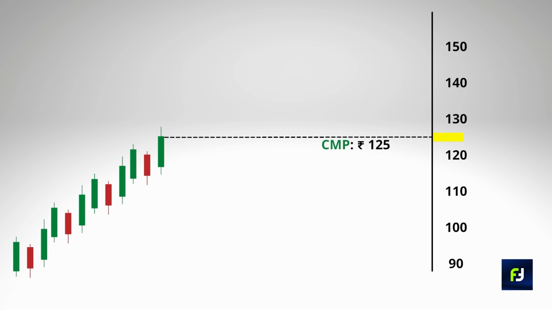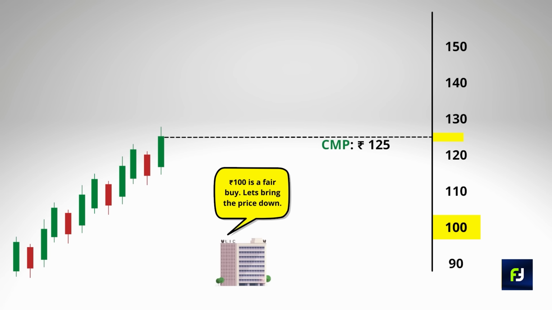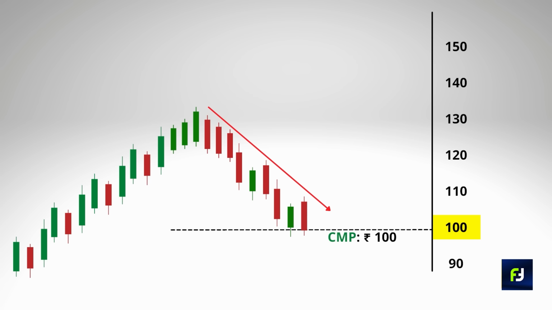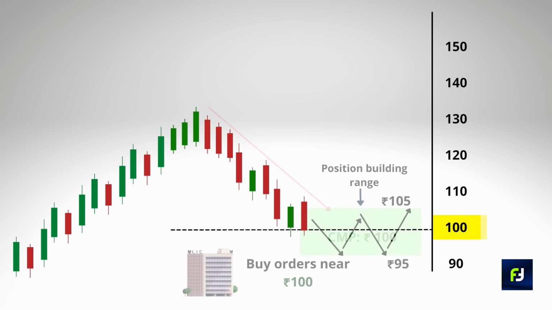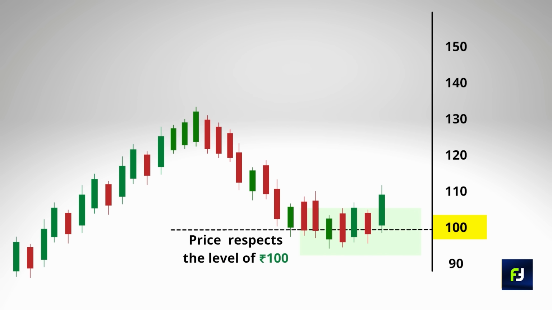Take an example of a stock trading at 125 rupees. Let us say that an institution thinks that the stock will do good in the upcoming quarters, but the fair price is 100 rupees and not 125 rupees. In order to achieve the fair price, they take the market down to 100 rupees, where they slowly and steadily build their positions. The price seems to respect the price level of 100 rupees. This level where the demand for the stock is met and from where the prices will start to rise is called the support level.